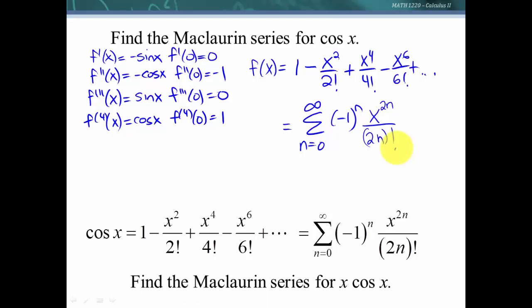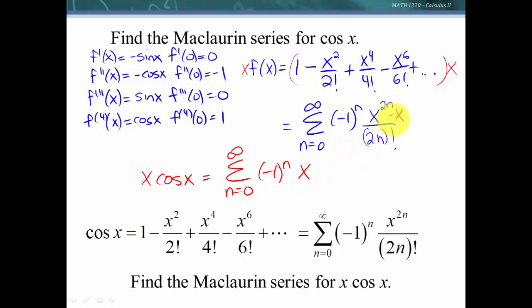What if we wanted to find the Maclaurin series for x cosine x? So as we think about this, how is this different than what we did? Well, it was our original function multiplied by x. So we could take this and multiply it by x. So if we want the power series for x cosine x, that's going to be the sum as n goes from 0 to infinity, -1 to the n, x to the, we multiplied this by x, this is to the 1, so this would be 2n plus 1 over 2n factorial.